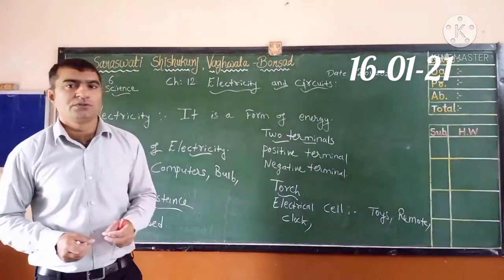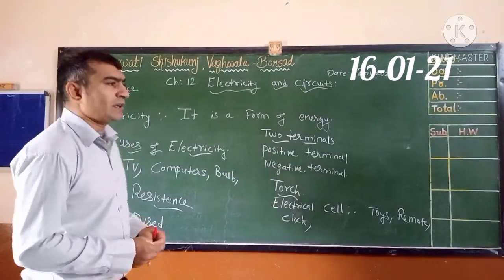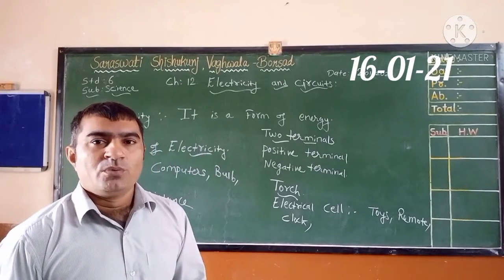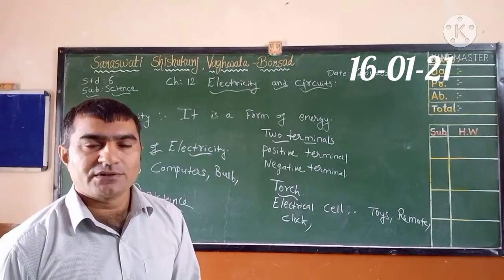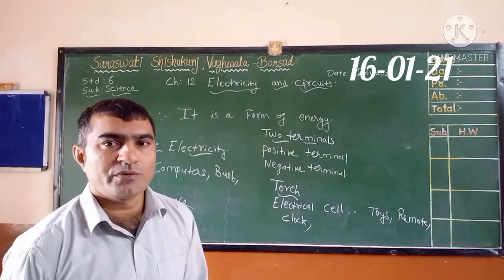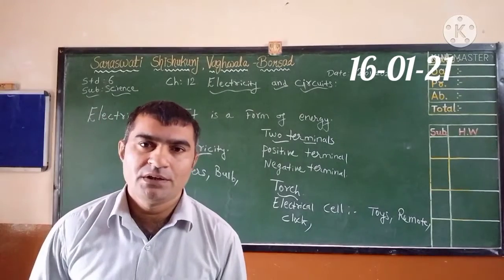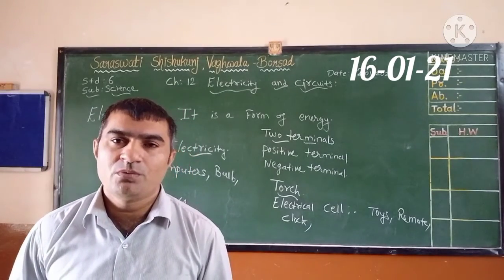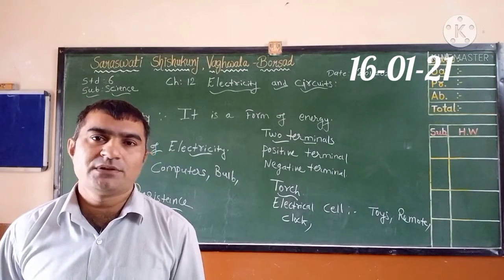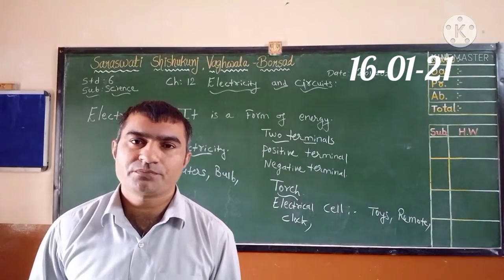So students, I hope you have understood about electricity, where electricity is used, and who provides us electricity at our homes. And then we have seen the torch, and who provides electricity to the torch. We have seen the cell, what a cell is, and how many terminals are there in the cell. Then we have seen the bulb, and how many terminals are there in the bulb.